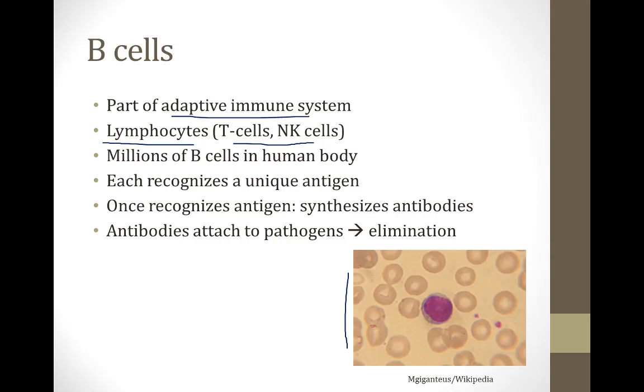There are millions of B cells in the human body, and each one recognizes a unique antigen. And once a B cell recognizes its unique antigen, it can synthesize antibodies, and these antibodies will attach to pathogens, and this leads to the elimination of the pathogens from the body.